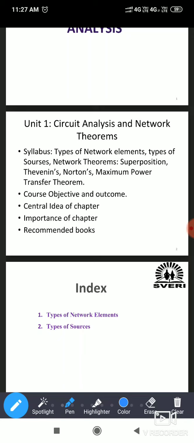So out of 4 theorems, they will ask a minimum of 2 theorems in the problems. From an exam point of view also, all these theorems are important. And in the GATE exam also, a minimum of 2 and maximum of 3 marks of questions will come on the network theorems. So look at the importance of this point.